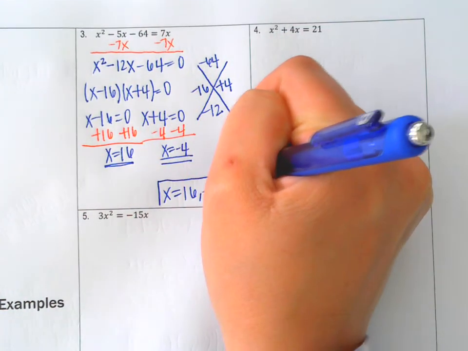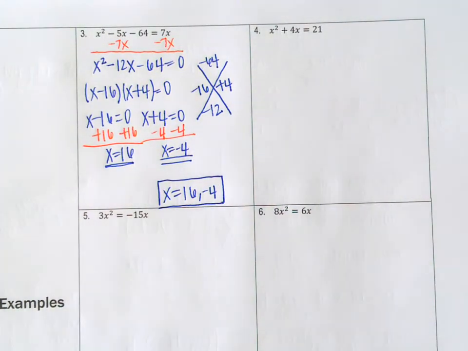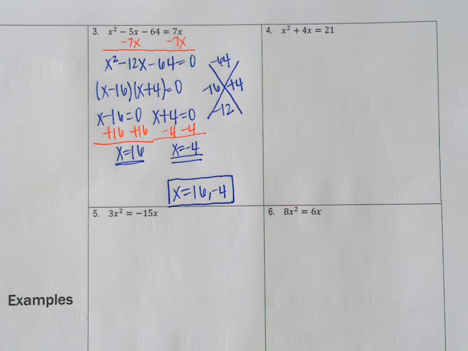Now, one thing that's really, really important: if you're not writing them as ordered pairs and you write x equals, do not put parentheses around that. If you were to put parentheses around it, you would be signifying that it's a point, 16, negative 4. And that point is not the solution. The solutions are 16, 0 and negative 4, 0. So when writing it as just x equals, do not put parentheses around your answers.